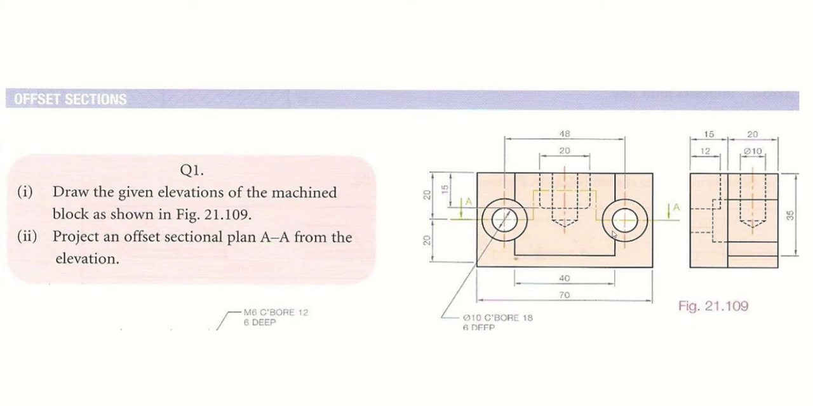We start off with the given graphic here, and we're asked to draw the given elevations and project an offset sectional plan AA from the elevation. If we look at it, we can see that these seem to be holes, which you can see in the end elevation or end view, and then we have some hidden detail here. So you need to use both views to find out what it is.